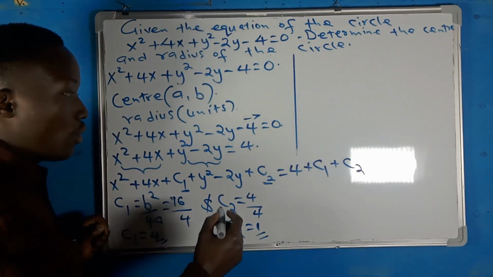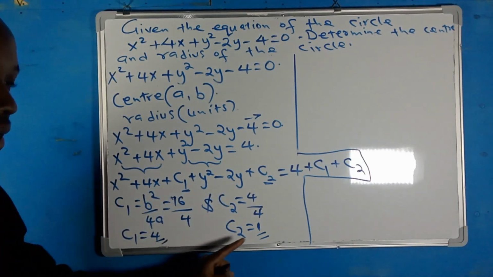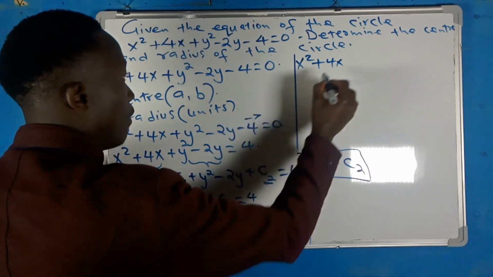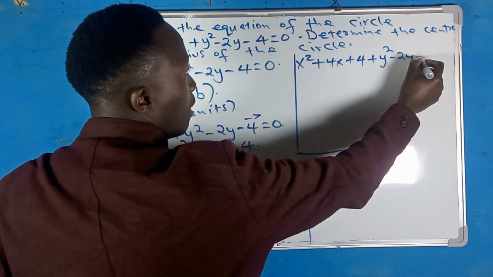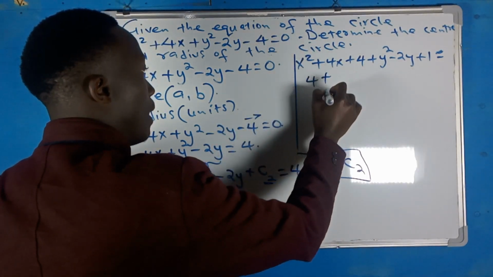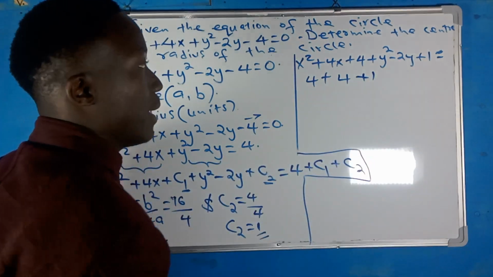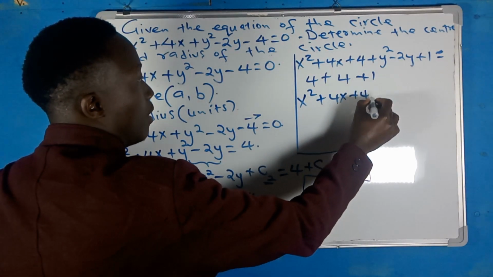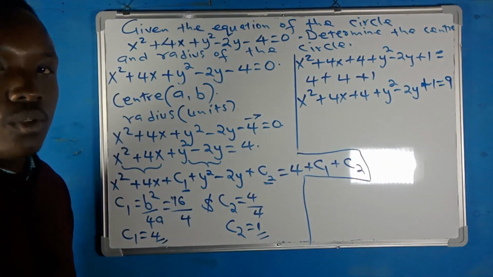C2 being 1, we are now going to continue with our question, and we are going to replace C1 and C2 with the exact values, that is 4 and 1, and we will have x squared plus 4x plus 4 plus y squared minus 2y plus 1 is equal to, so let's write whatever is on the other side of the equal sign, 4 plus C1 is 4 plus 1 C2. And by having that, we will have x squared plus 4x plus 4 plus y squared minus 2y plus 1 is equal to 9. So that is the equation that we have.